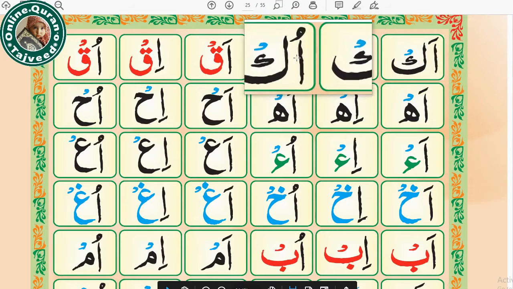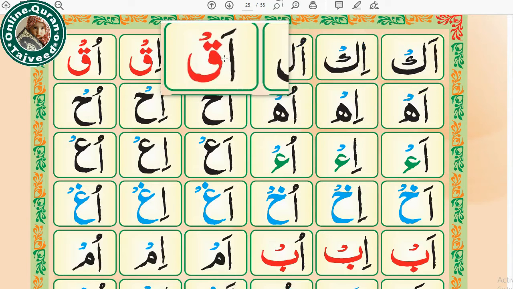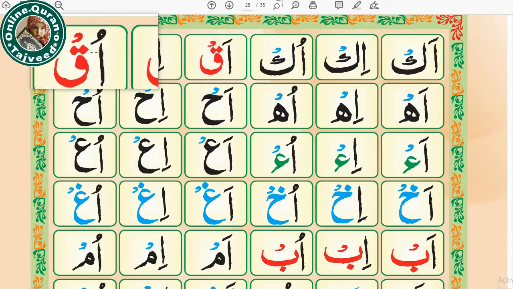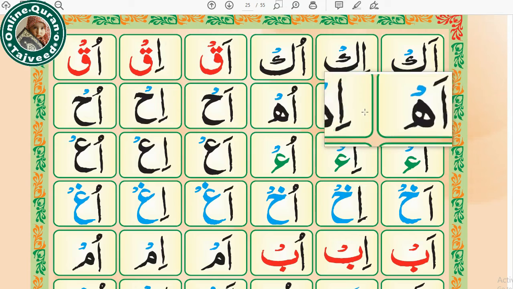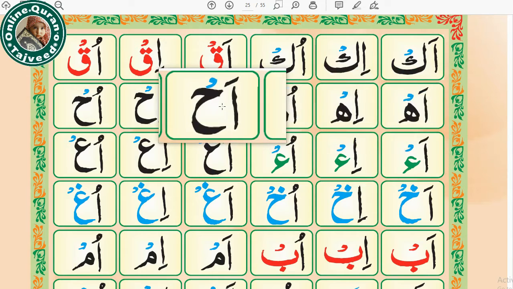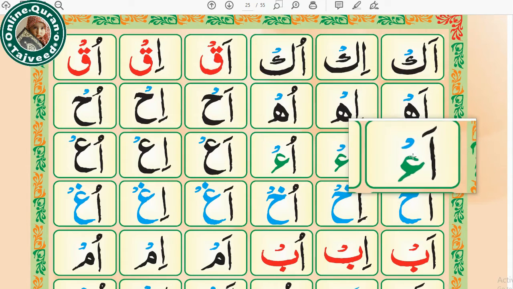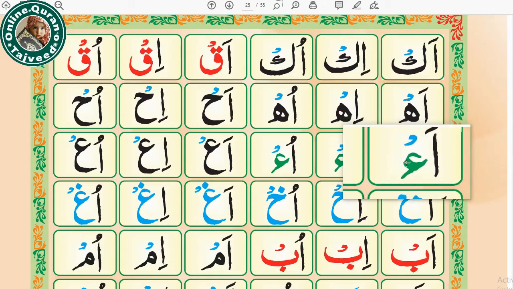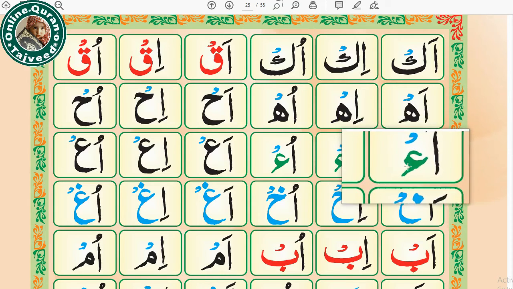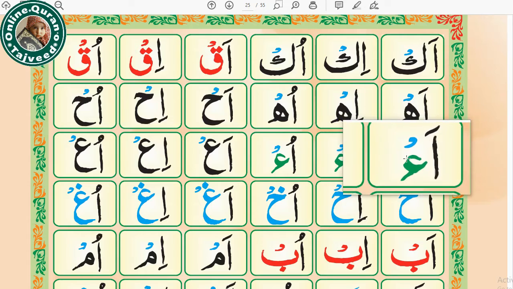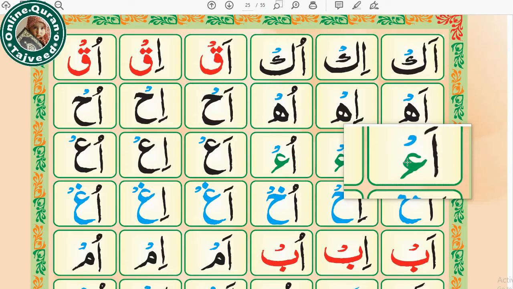Ak, Ik, Uk. Next, the Qalqala letters. The red color letters are Qalqala letters. So Ak, Ik, Uk. Ah, Ih, Oh. Next, after Alif, when Alif has harakat, then we say Hamza. After Alif or Hamza, next is the Hamza letter. The green letter is Hamza. When Alif or Hamza has Sakoon, then the previous letter will have a pause.